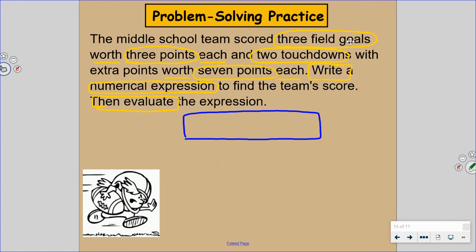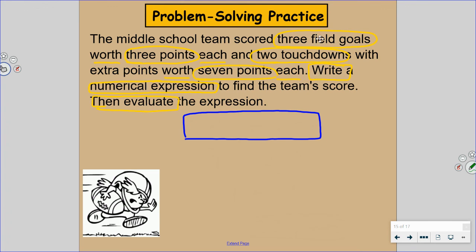We got 3 field goals. Worth seems like a key mathematical term. Each of those field goals worth 3 points each. 2 touchdowns with extra points worth 7 points each. Write an expression, then evaluate. We got a 2-part problem here.